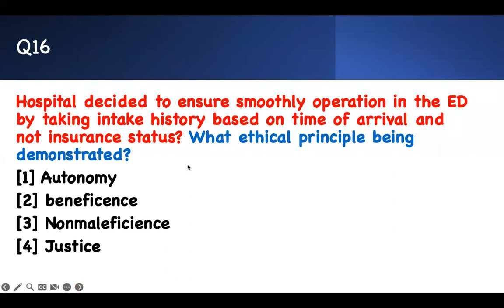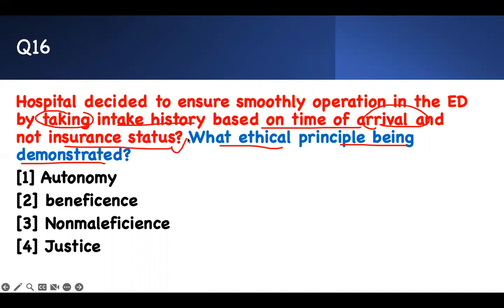Okay, now, number 16. Like I told you, there are 10 more questions. Let's do this. What ethical principle is being demonstrated? The hospital decided to ensure smooth operation in the emergency room by taking intake history based on time of arrival and not insurance status.